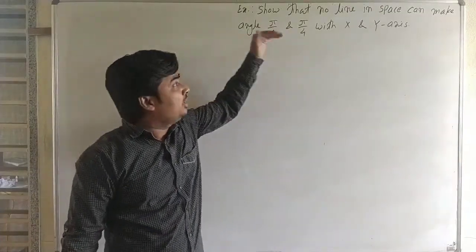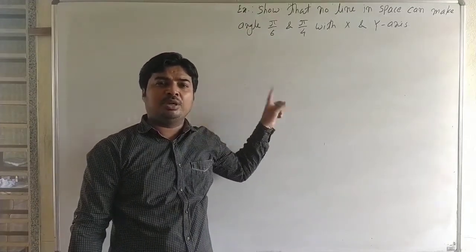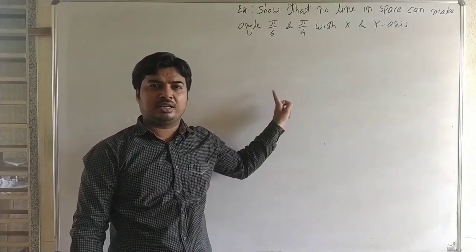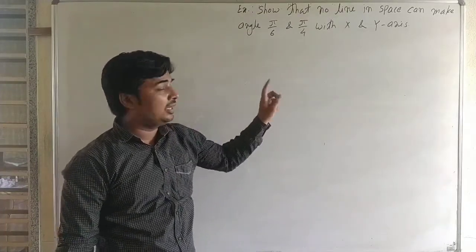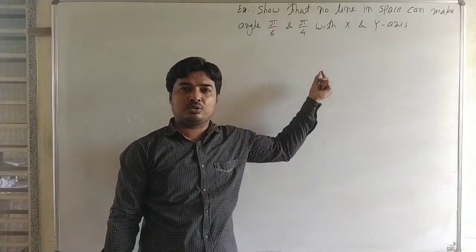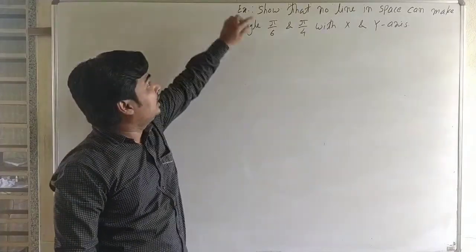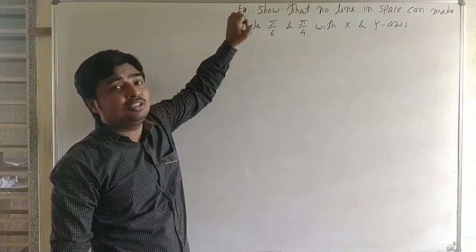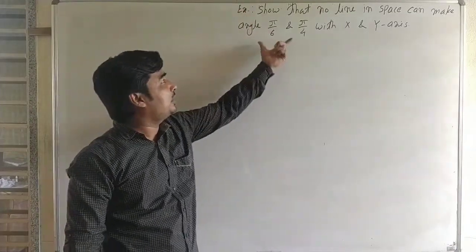x axis. Okay, if the line is in the space, then that line makes angles with x axis, y axis and z axis, that is alpha, beta and gamma, and the relation between alpha, beta and gamma is cos square alpha plus cos square beta plus cos square gamma is equal to 1 if the line exists. Okay, here we want to show that there is no line in the space. Okay, first we consider there is a line which makes this angle.